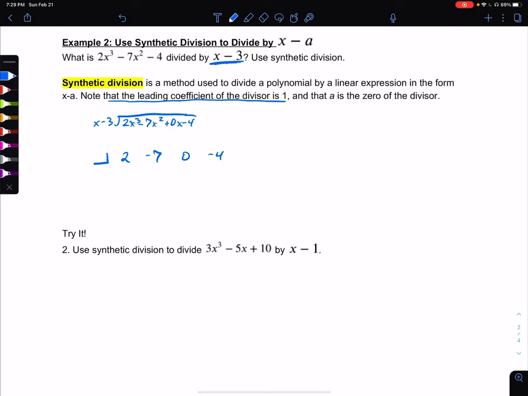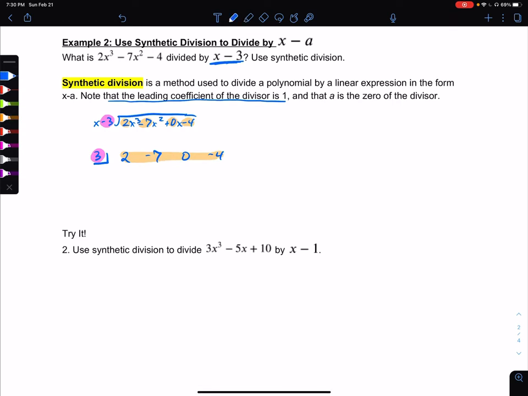Pretty simple. Then you're going to take this term here, in this case the negative 3, and that's going to go in place here, but we want to switch the sign. You have to remember that. If it's x minus 3, since the formula is x minus a, a is actually the number 3. So remember to switch the sign when you're doing synthetic division if they give you this binomial. So we have 3, and we brought down these numbers, 2, negative 7, 0, and negative 4.